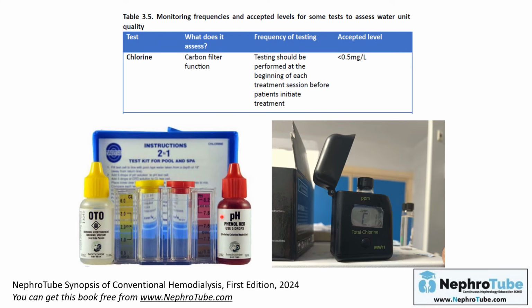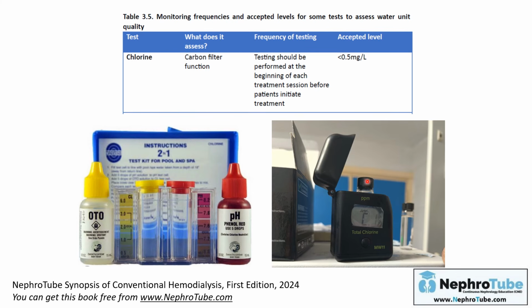Different methods for chlorine testing are available. For example, this liquid gives you different color degrees according to the level of chlorine. The AAMI recommends that chlorine must be less than 0.5 milligram per liter. Here in Egypt, the recommended level is to be below 0.2 milligram per liter. The yellow color must be very light at this level.